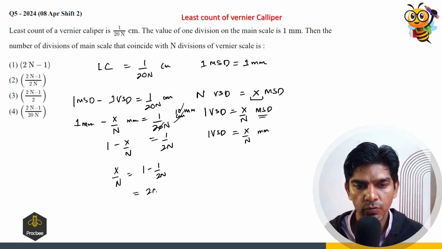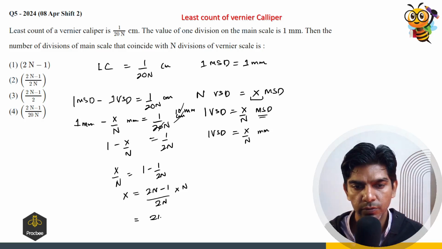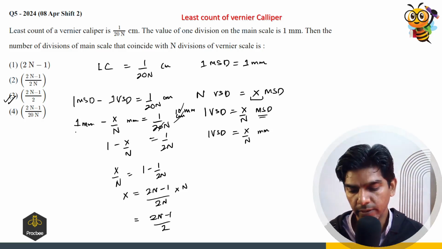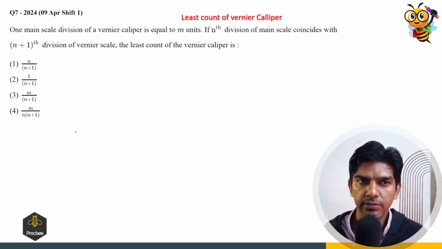So that will be 2n minus 1 divided by 2n multiplied with n. So that will give us x. So it will be 2n minus 1 by 2. So option 3 is the right answer. Now let us see this question.